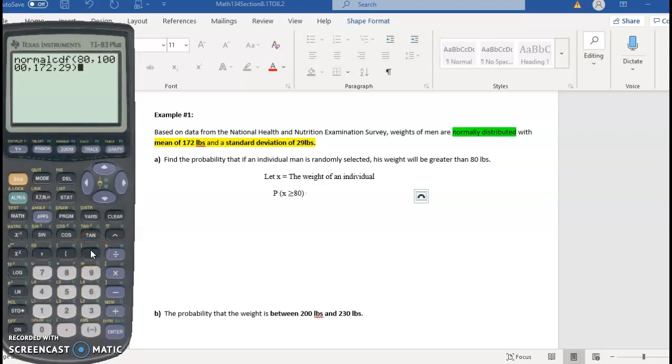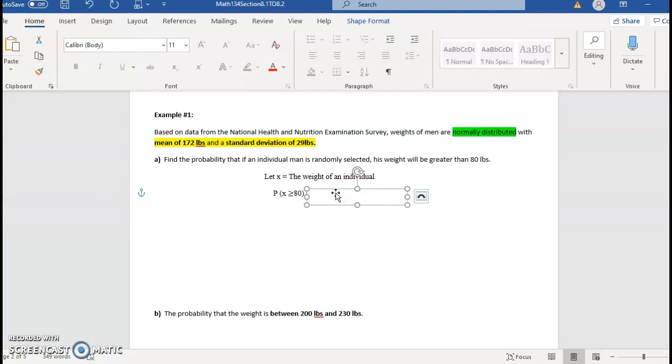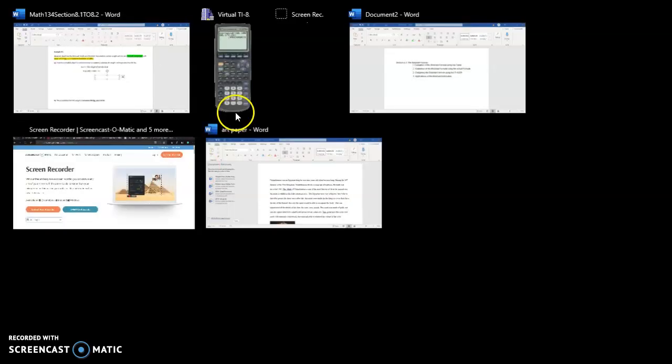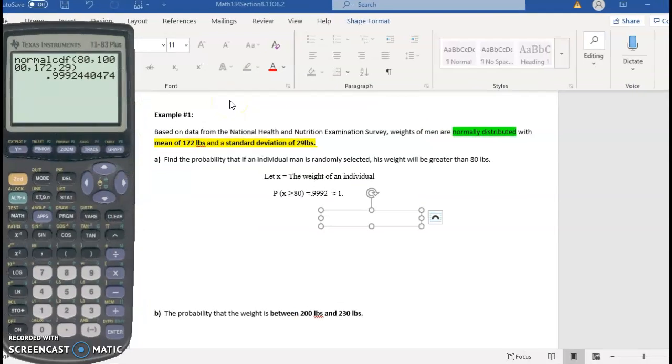So please take a second. Here you have the code to evaluate this specific probability. Please check and see if you're matching. In this scenario, I'm getting 0.99. Let me check it again. I'm getting 0.9992, which is approximately 1.